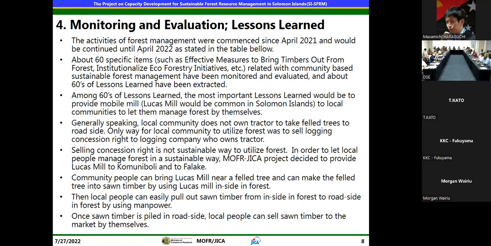Community people can bring the Lucas mill to a felled tree, and can make a felled tree into sawn timber by using Lucas mill inside the forest. The local people can easily pull out sawn timber from inside the forest to roadside by using manpower. That is, we are talking about sustainability. Once sawn timber is piled at roadside, local people can sell sawn timber to the market by themselves.